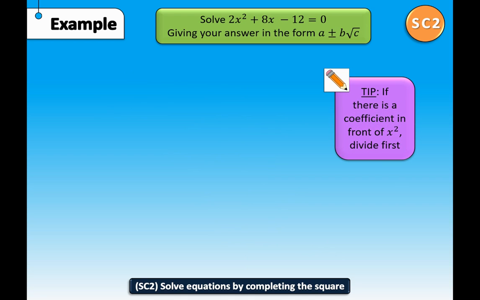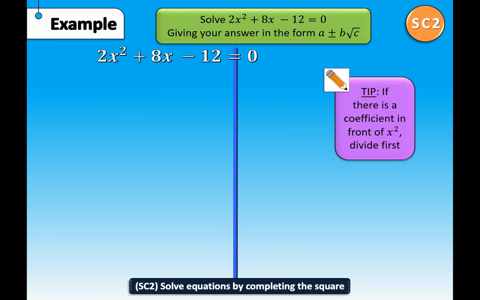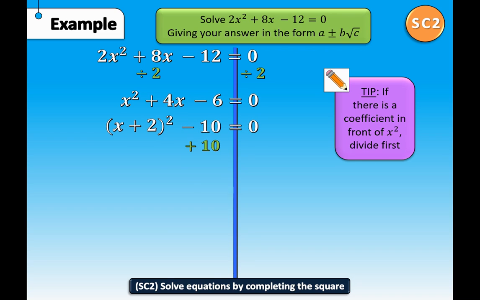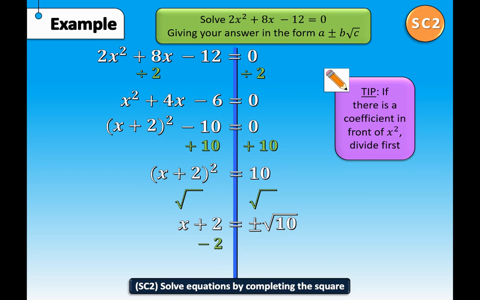Again, in this question, if there's a coefficient of x squared, that means we can divide through by that coefficient first. So if we divide both sides by 2, and then use completing the square, add 10 to both sides, then square root both sides, and then take 2 off both sides. So x equals minus 2 plus or minus the square root of 10.